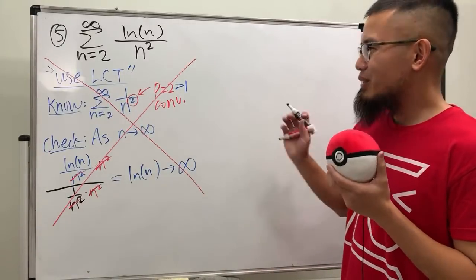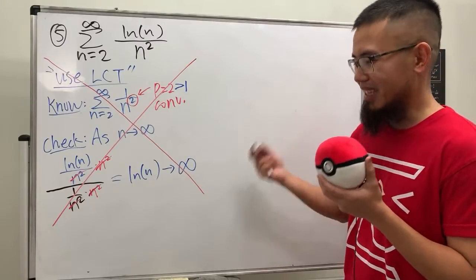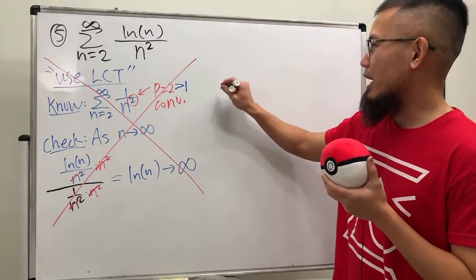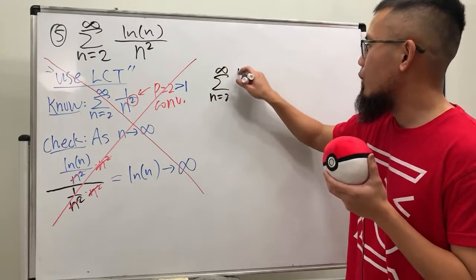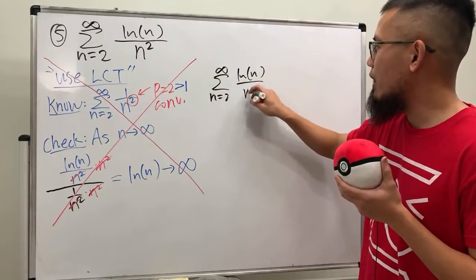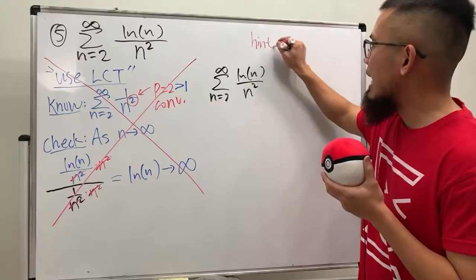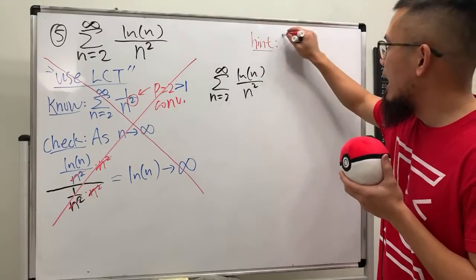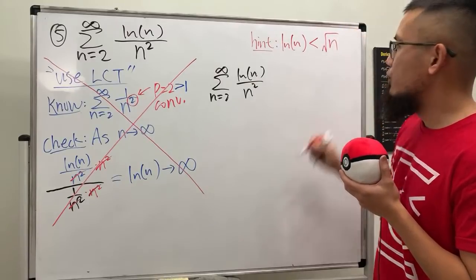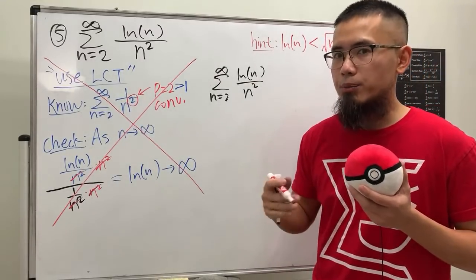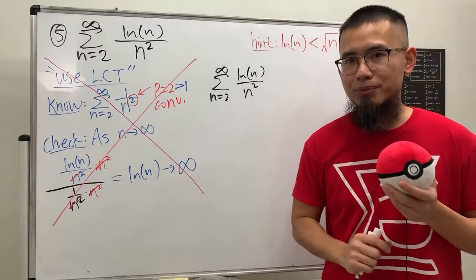So this right here is not too demanding because of the hint, right? Let me show you guys how we can actually do this. When we have the series as n goes from 2 to infinity, we have ln n over n squared. The hint that I gave you is that ln n is actually less than square root of n for all n bigger than or equal to 1. This inequality is always true.